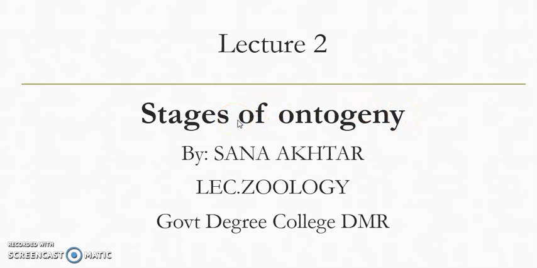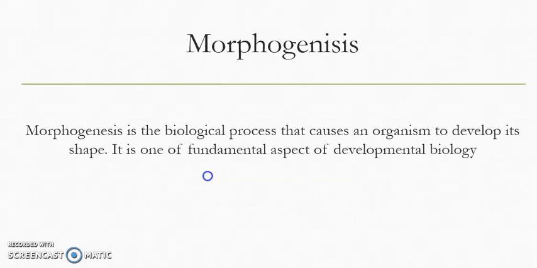In the last lecture I told you the definition of ontogeny. And again I told you that ontogeny is the process by which an organism develops from a fertilized egg. How an organism develops from a fertilized egg. There is another definition, that is morphogenesis. This is the title of this chapter.